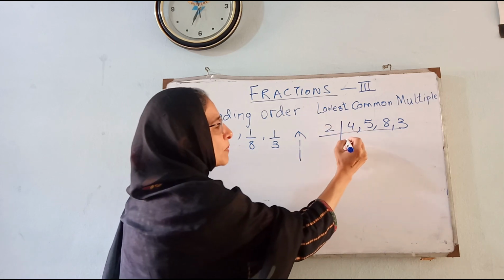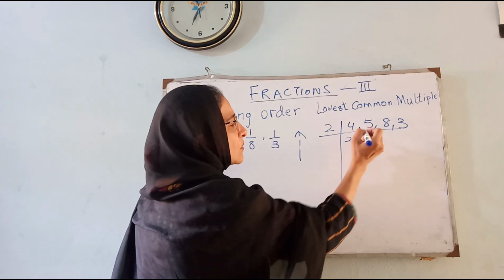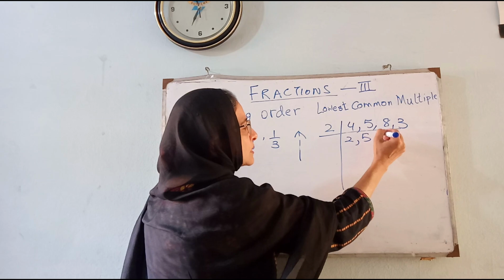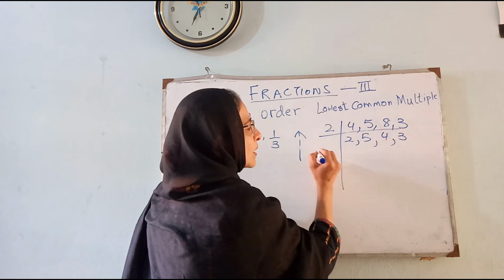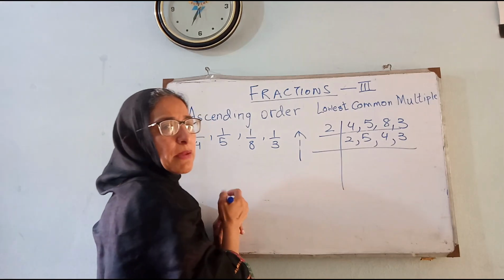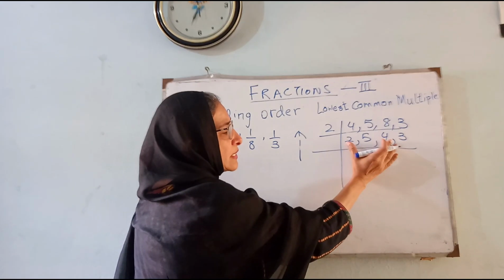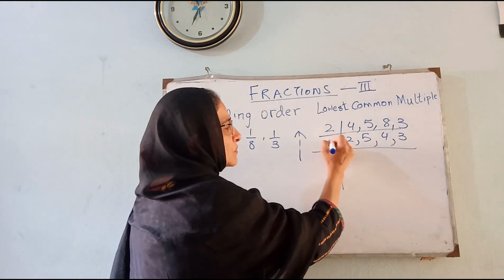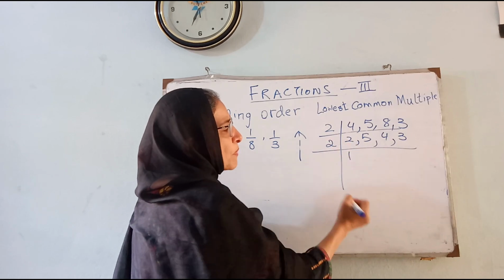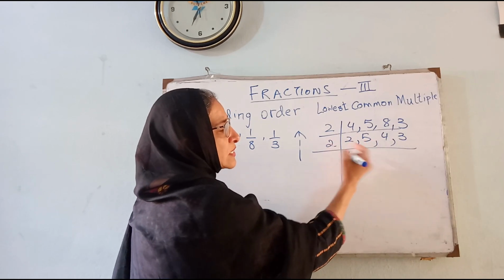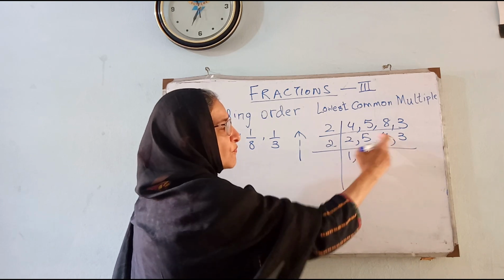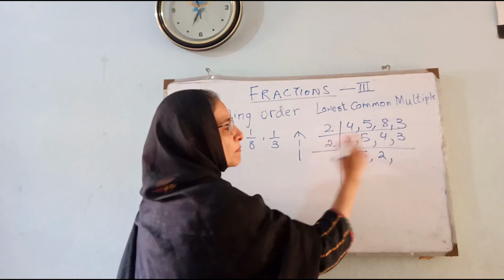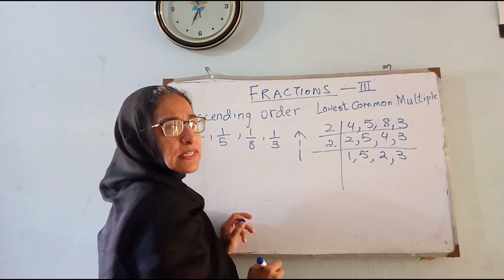4 divided by 2, my answer will be 2. 5, we cannot divide completely, so 5 will come here. What about this 8? 8 divided by 2 is 4, and 3 is going to come as it is, since it is not divisible by 2. Next, once again, 2 and 4 are divisible by 2, so we are going to divide by 2. 2 divided by 2, 1 is my answer. I cannot completely divide this 5, so it comes as it is. 4 divided by 2, my answer will be 2. 3 I cannot completely divide, so it will come as it is.